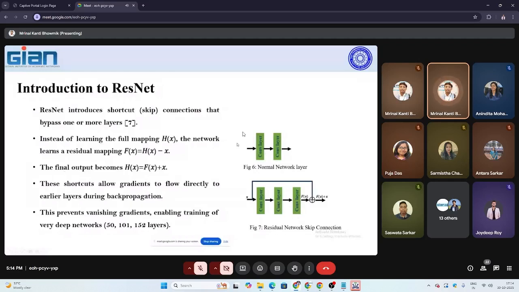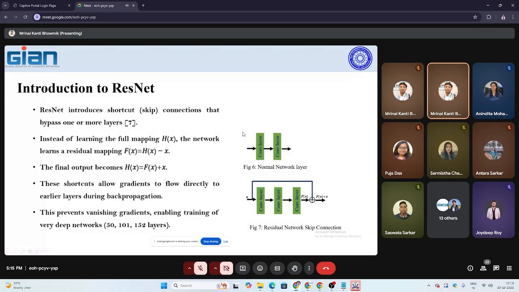Let me explain about this. This is a normal network layer, where an input image goes to a convolutional layer, and then performs batch normalization, pooling, and ReLU, and the pooling layer, then again goes to the convolutional layer. It is a normal deep neural network. But what happens in the ResNet?